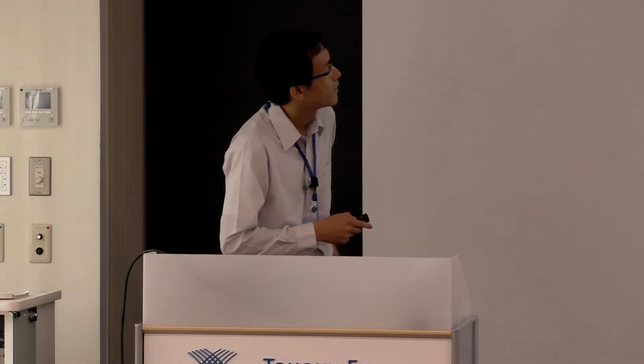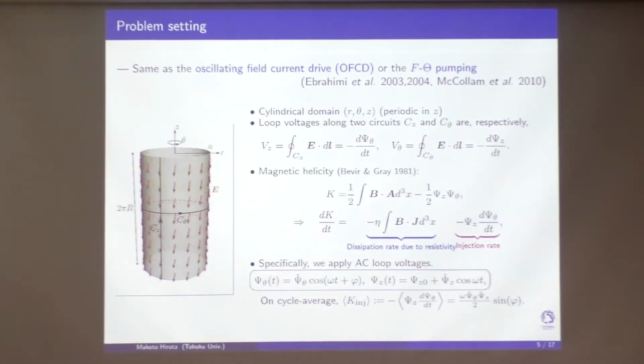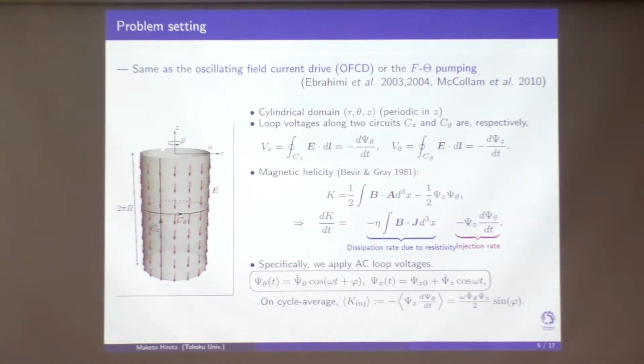And to understand the physics, I consider a very simple geometry. Again, we consider a cylindrical plasma which is periodic in the z direction. In this geometry, we can apply two voltages along the theta and z direction. And this is the definition of the loop voltage along z and theta.